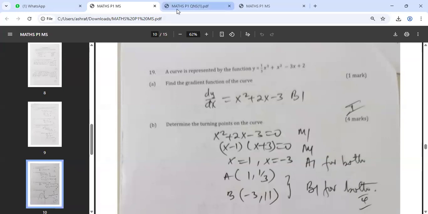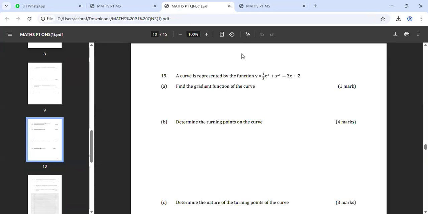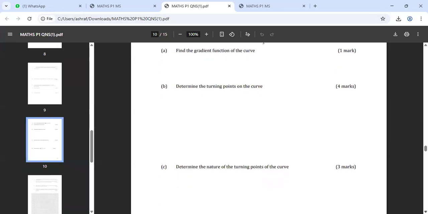So let's go to the next part of the question. We've gotten the turning points. Then the next part is to determine the nature of the turning points. How do we determine the nature of the turning points of a curve? Nature of the turning points of a curve? Yes, APPS.